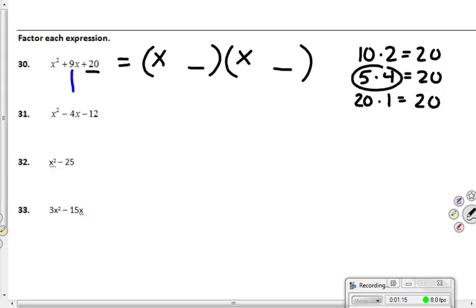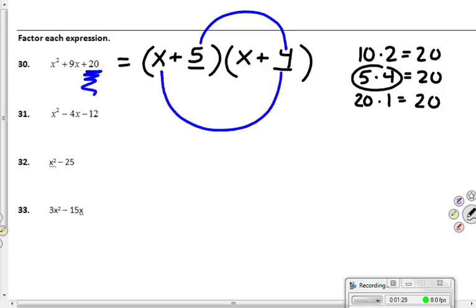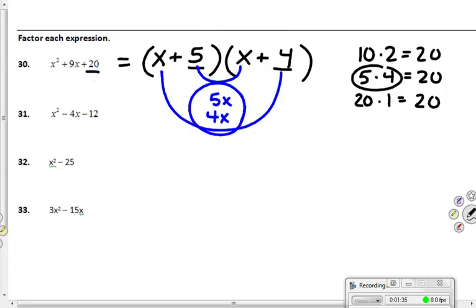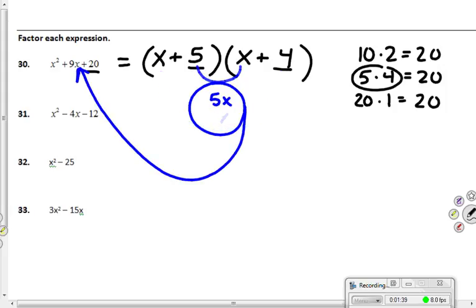So let me show you why we need a plus 5 and a plus 4. Does it successfully multiply to make the 20? Yes. Then, if I did the outside 4x and the inside 5x, what would I get if I combined them? 9x. That's why x plus 5 times x plus 4 is the answer. Okay?